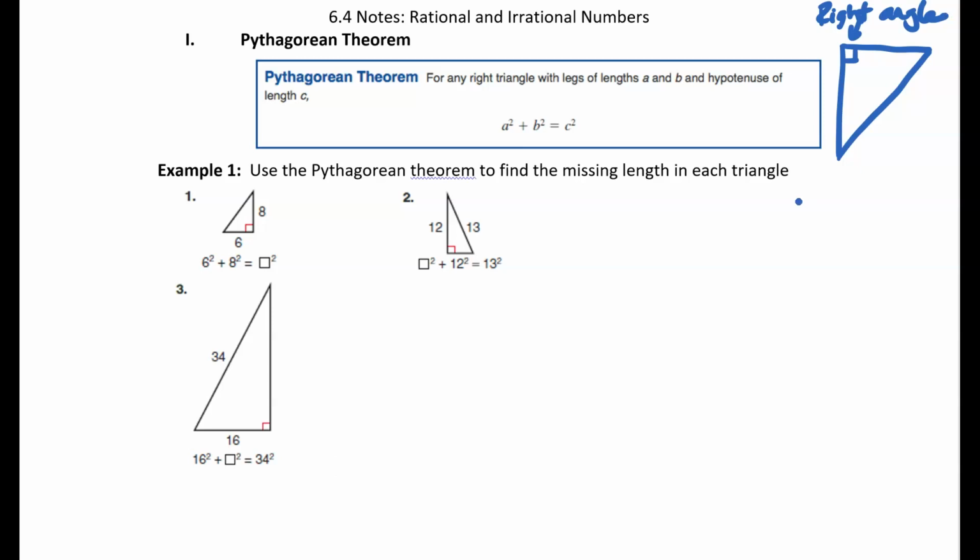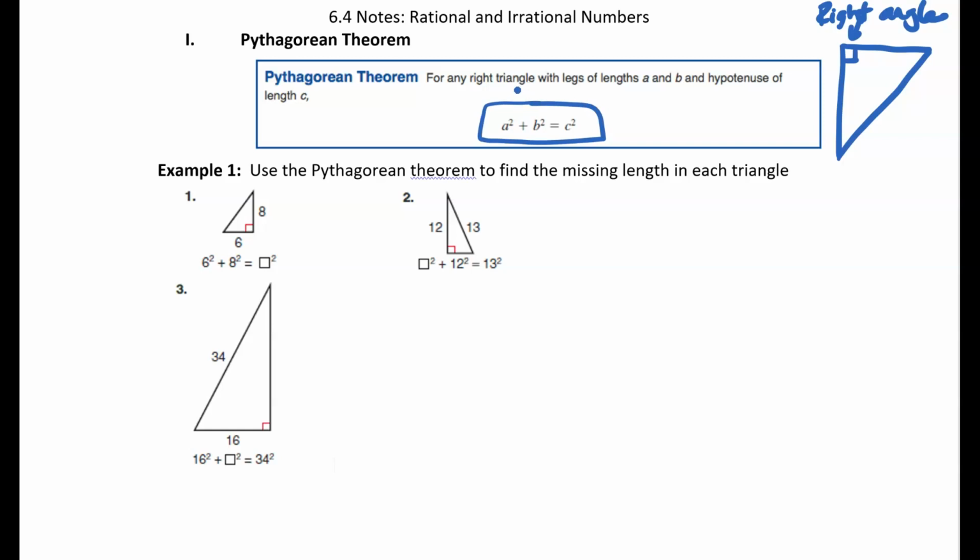Otherwise, if you're not sure, like if you saw a picture that looked like this, and maybe this angle right here, you thought it was 90 degrees, but you weren't sure. If it's not labeled, you can't assume that it's a right triangle. So make sure that it's a right triangle first. Once you have a confirmed right triangle, then we know that this theorem is true: a squared plus b squared equals c squared.